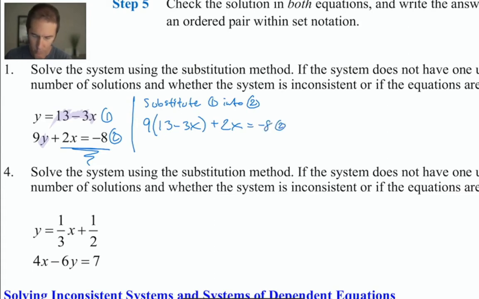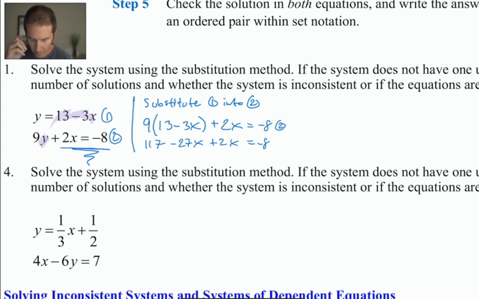That's equation 2. What you'll notice now is that the equation I just wrote has only one variable in it, which makes it much easier for us to solve. So let's go through the process of solving this equation for x. I'll distribute multiplication by 9. 9 times 13 is 117, minus 27x plus 2x still equals negative 8.